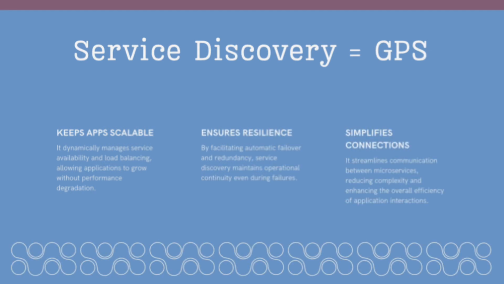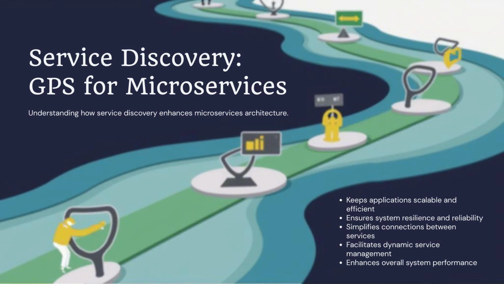So, here's the big takeaway. Service discovery is like GPS for microservices. It ensures that no matter where a service is running, other services can always find it and connect without any manual setup. This makes modern applications scalable, resilient, and super efficient. And that's why companies like Netflix, Uber, and Swiggy rely on service discovery to handle millions of requests every single day.